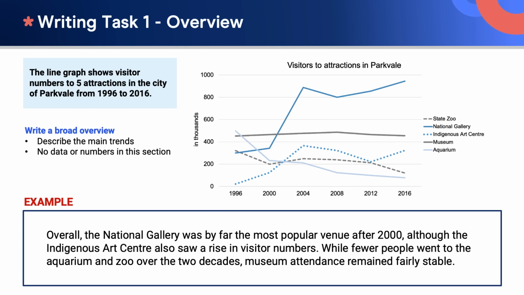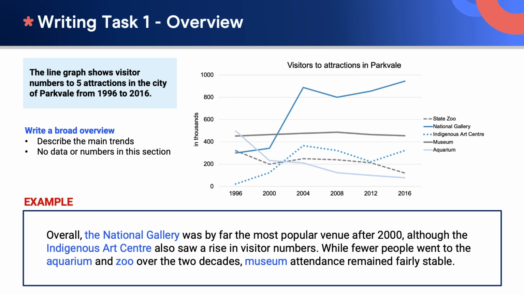Here it is. Overall, the National Gallery was by far the most popular venue after 2000, although the Indigenous Art Museum also saw a rise in visitor numbers. We've expressed our main points clearly using a complex sentence. The second sentence also links two key ideas. While fewer people went to the aquarium and zoo over the 2 decades, museum attendance remained fairly stable.